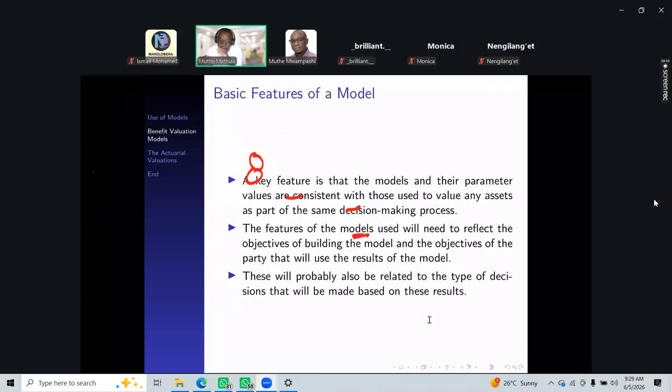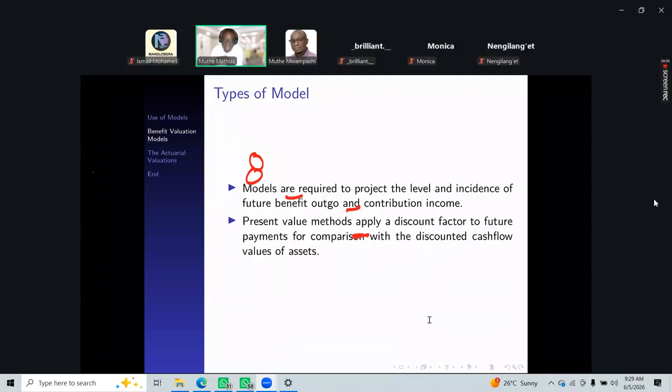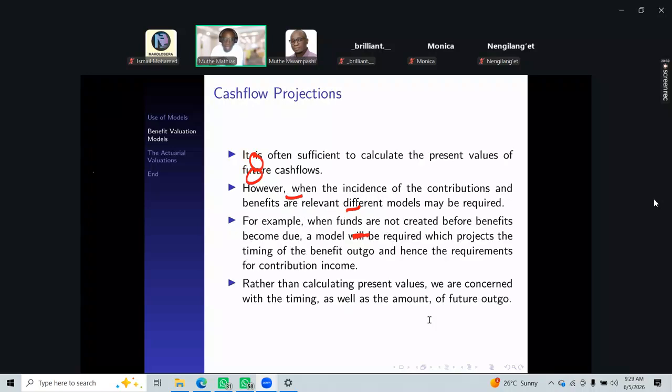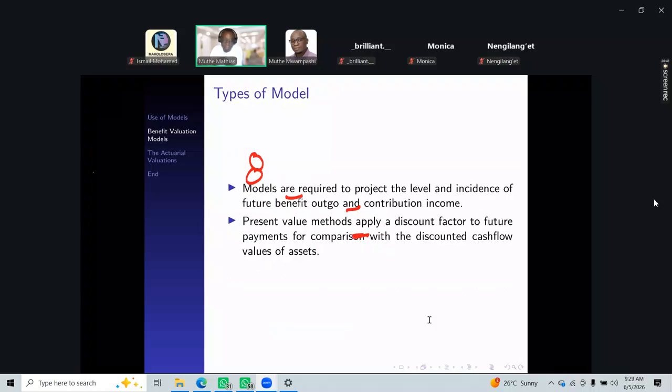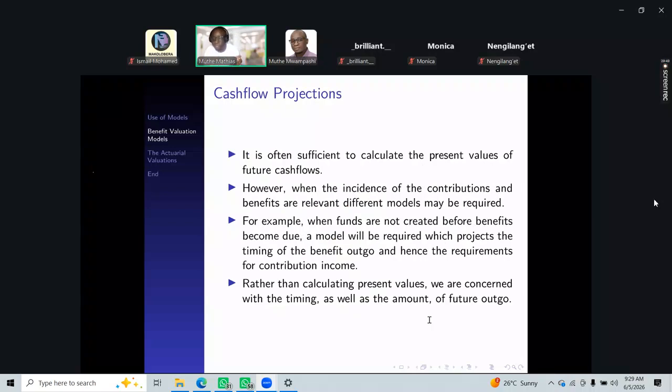So we have some basic features of the model here, but I think some of these are actually obvious. So I think we have some types of models here. Not that hard, I think, because it's just a projection. Let's say you want to project cash flows, and this one here is very, very important. Because in this case, what is going to be more interesting is the timing of these cash flows. Let's say like in pay as you go, because in pay as you go, you don't have funding, you don't have pre-funding, you don't set funds aside. So it's very important that you project the timing.